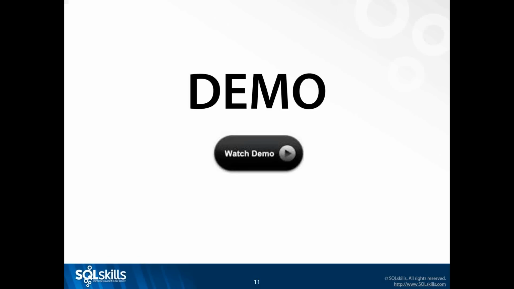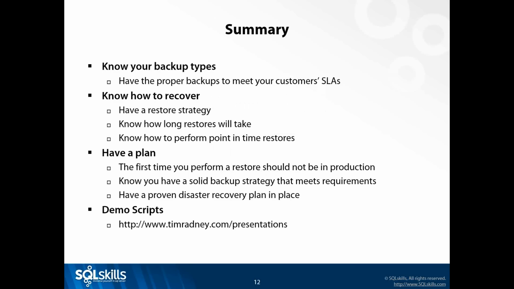We've gone through a whole lot of demos. And in summary, we've talked about knowing your backup types, having the proper backups to meet your customers' service level agreements. I mean, that's key. There's nothing more important than being able to recover data, from some catastrophic event to a user having an oops situation where they ran an update without a where clause. A number of things could turn your data to mush, and you have to restore from backup. And you need to know what those requirements are.